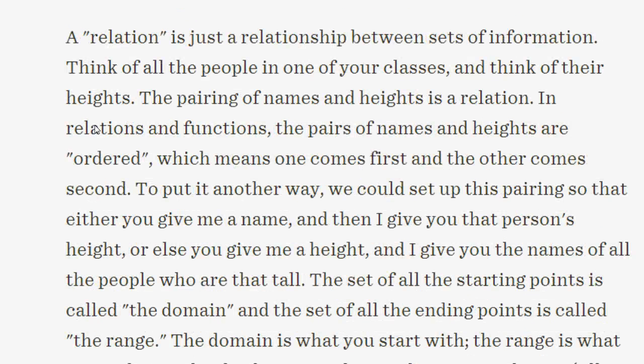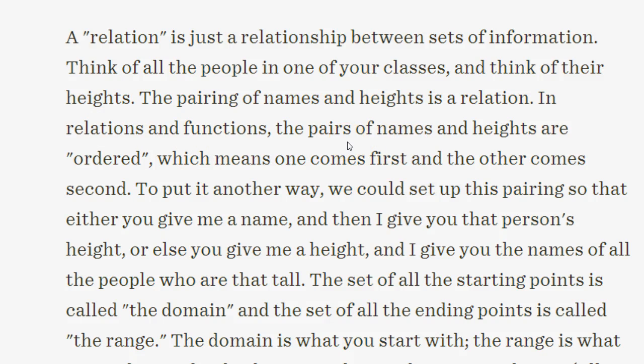A relation is just a relationship between sets of information. Think of all the people in one of your classes and think of their heights. The pairing of names and the heights is a relation. In relations and functions, the pairs of names and heights are ordered, which means that one comes first and the other one comes second. To put it another way, we could set up this pairing so that either you give me a name and then I give you a person's height, or else you give me a height and I give you the names of all the people who are that tall.